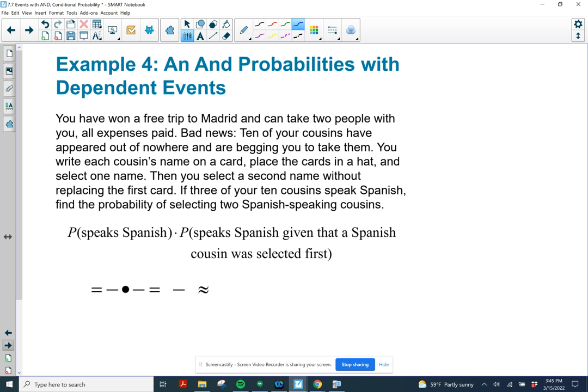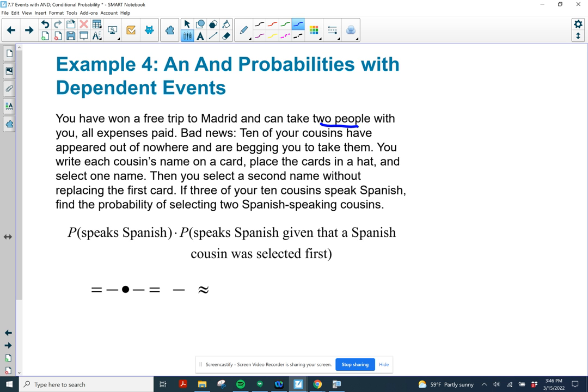So example 4. You have won a free trip to Madrid, Spain, and can take 2 people with you, all expenses paid. The bad news, 10 of your cousins have appeared out of nowhere and are begging you to take them along with you. You write each cousin's name on a card, place the cards in a hat, and select one name. Then you select a second name without replacing the first card. So those become dependent events. Your second draw depends on what happens with the first. If 3 of your 10 cousins speak Spanish, find the probability of selecting 2 Spanish-speaking cousins. We're taking 2 people with us, right?